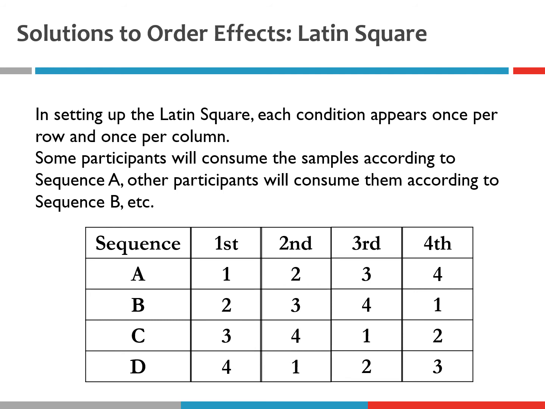As you can see here, condition 1 is in each row once, in each column once. The same for 2, it's in each row once, in each column once. The same for 3, and the same for 4. And then every condition precedes every other condition one time. But if you just set it up to have a number in each row once, in each column once, you've solved it. You've solved the Sudoku.